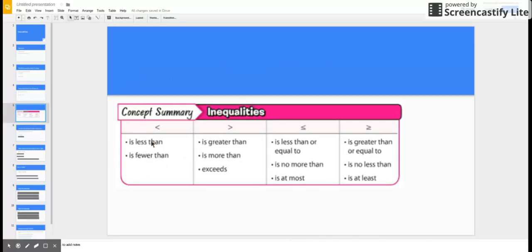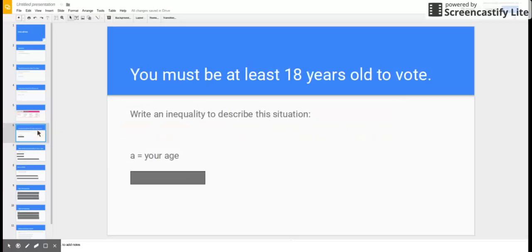Okay, so here's just a quick review about inequalities. This symbol is less than or fewer than, greater than, more than, exceeds. Less than or equal to is no more than or is at most, and greater than or equal to, no less than, and is at least. If I were you, I would pause this video and just take note about what all of these mean. So if you see these particular phrases in your problem, then you can understand what these symbols mean.